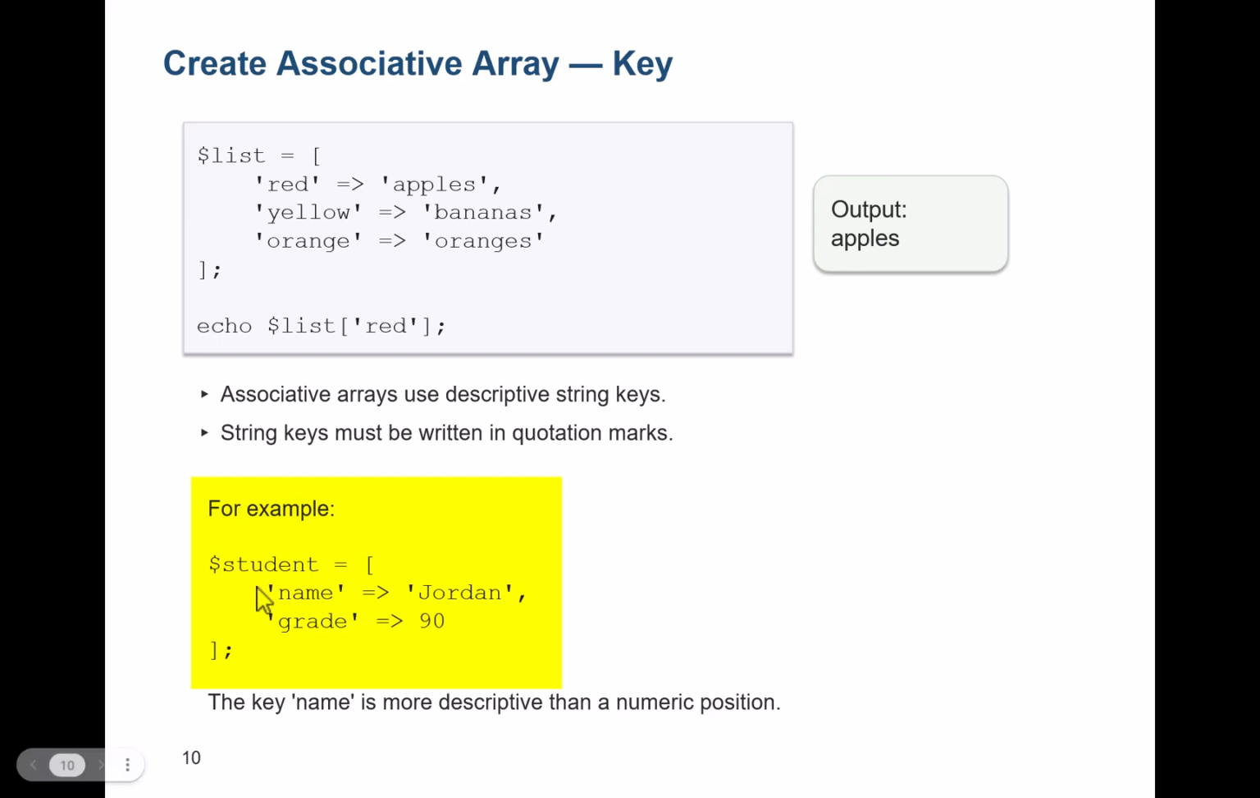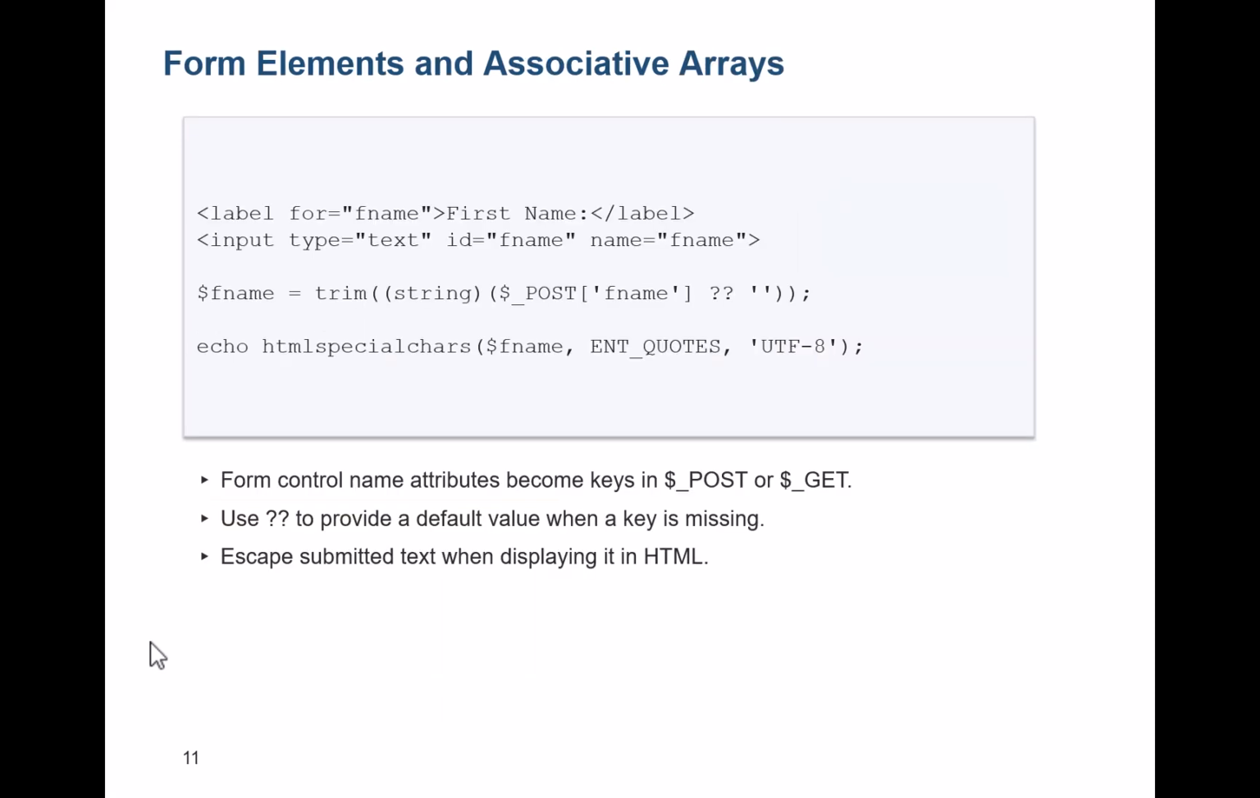For example, student equals name Jordan, grade 90. The key name is more descriptive than a numeric position. When an HTML form is submitted, PHP places the submitted name and value pairs into a superglobal array such as post or get. Consider this form field.